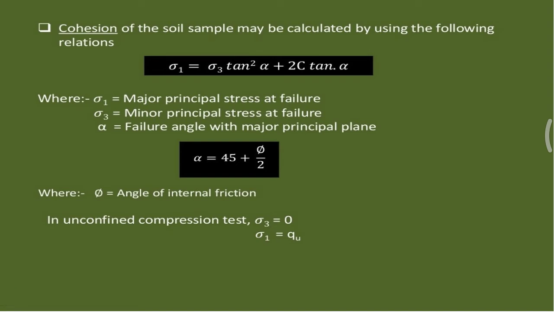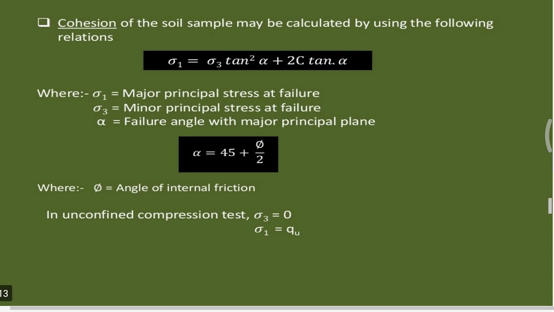Then we can find the cohesion from the following formula, that is sigma 1 is equal to sigma 3 into tan square alpha plus 2c into tan alpha, where sigma 1 is the major principal stress at failure, sigma 3 is the minor principal stress at failure, and alpha is the failure angle with the major principal plane. With the angle of internal friction phi, alpha is equal to 45 plus phi divided by 2. In the unconfined test, sigma 3 is 0 and sigma 1 is equal to Qu, that is the unconfined compressive strength.